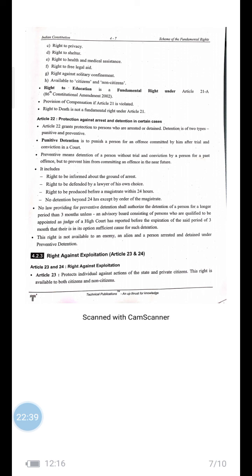Okay, then Article 22 is the protection against arrest and detention in certain cases. Article 22 grants protection to persons who are arrested or detained. So detention of 2 years is punishable. The punishment is considered according to the offence committed by him or her in the trial and the convicting court.